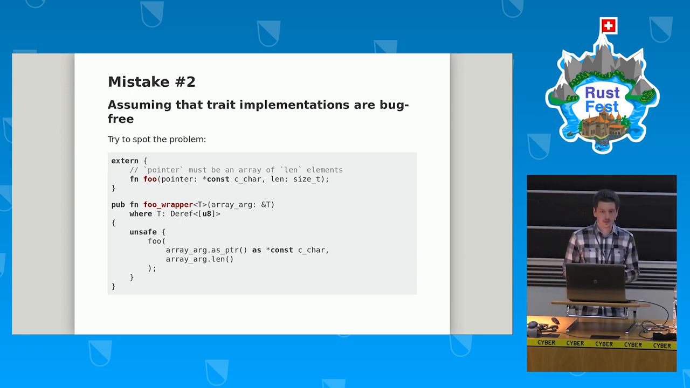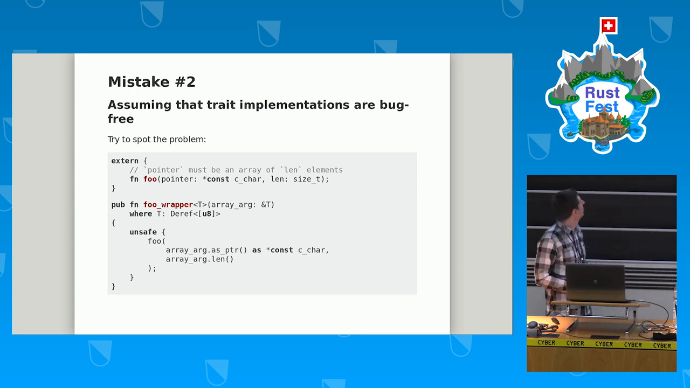You have a C function named foo, which takes as parameter an array. The array is passed as a pointer and the number of elements. If you have ever done any C in your life, you're probably familiar with that. And in Rust, we are trying to wrap around this API with a foo wrapper API.